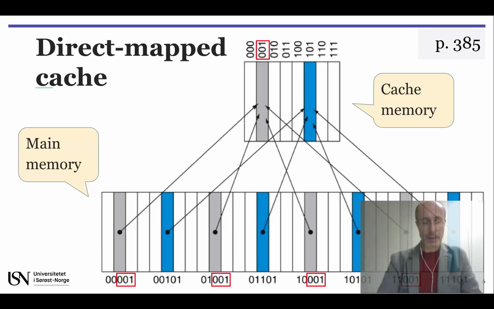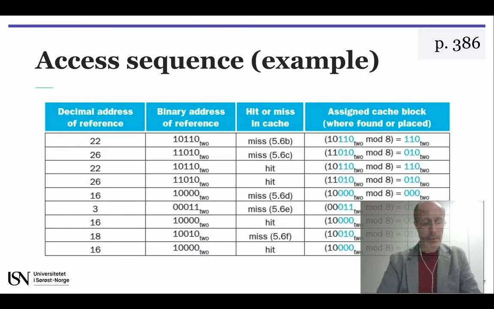Of course, we also need to say if the content of the cache is valid or not, since in the beginning it will be empty, and this creates the need for an additional bit associated with cache memory position called the valid bit. So let's consider an example to make sure that we understand how a direct mapped cache works.